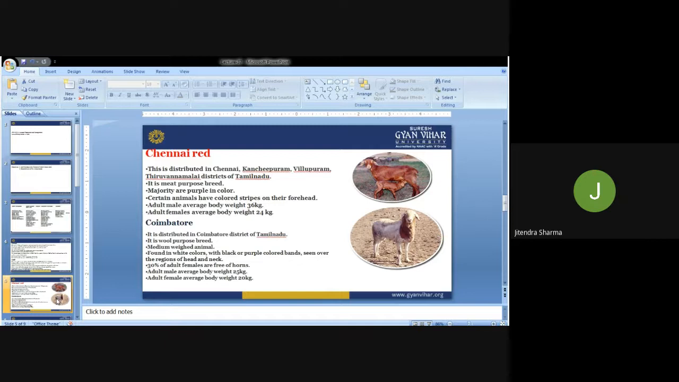Coimbatore. It is distributed in Coimbatore district of Tamil Nadu. It is a wool purpose breed, a medium weight animal found in white color with black and purple colored hair seen over the regions of head and neck. 30% of adult females are free from horn. Adult male average body weight is 25 kg and 20 kg for female.